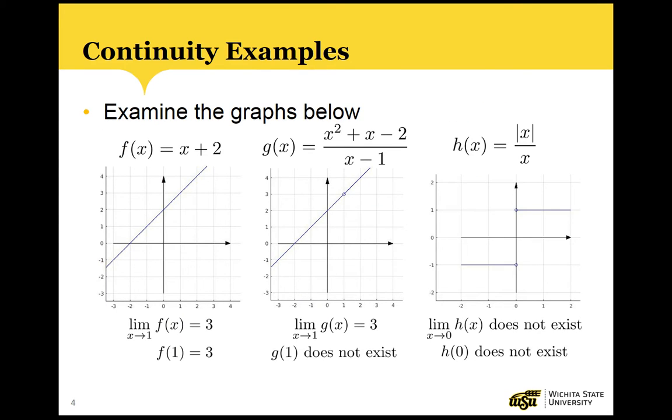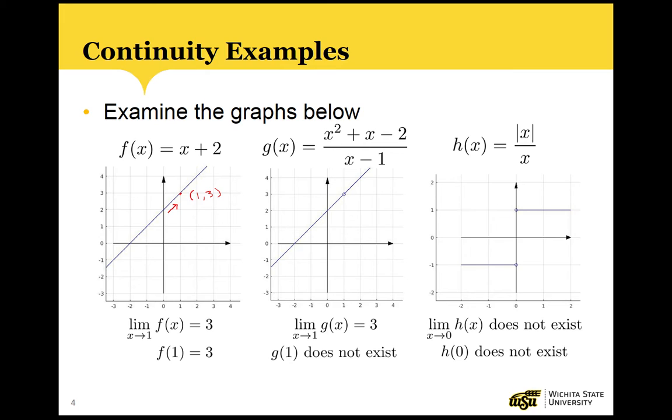Take, for instance, our first function, f of x. We want to look at the limit as x approaches 1 of this function. And we see that as I get closer to 1 in the x value, my function is getting closer and closer to this point, which is (1, 3). We see that the limit as x approaches 1 of f of x equals 3, in addition to the fact that the function itself, evaluated at 1, is also equal to 3.